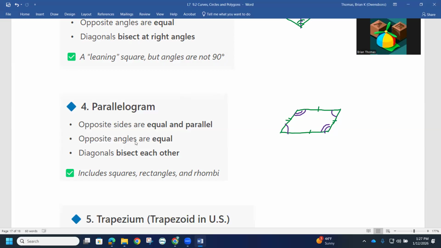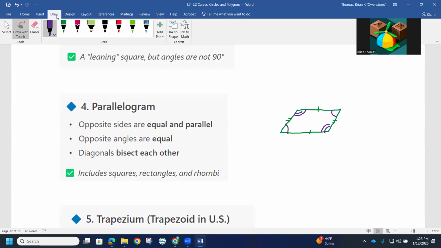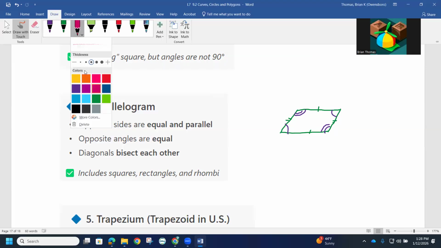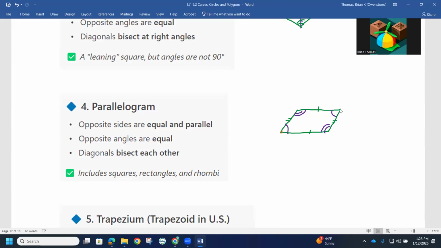Another thing they mention is the diagonals bisect each other. What I mean by a diagonal is, a diagonal means you would start from here, go to here. The diagonal goes from opposite endpoints.